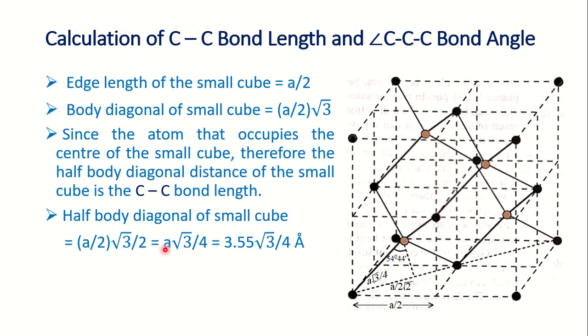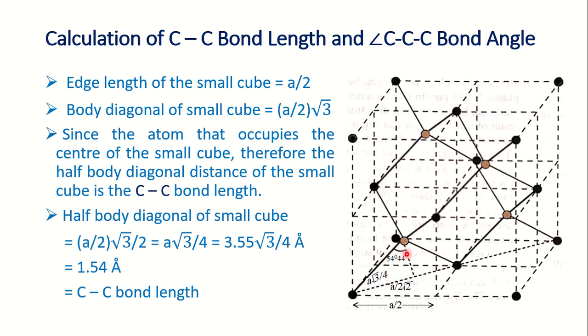So it is finally 3.55 into root 3 by 4 angstrom, and it is 1.54 angstrom. So this length is 1.54 angstrom, and with the help of XRD data and molar volume, we have calculated this. This is a very interesting thing, and this is nothing but the carbon-carbon bond length. Now let us calculate the carbon-carbon-carbon bond angle.